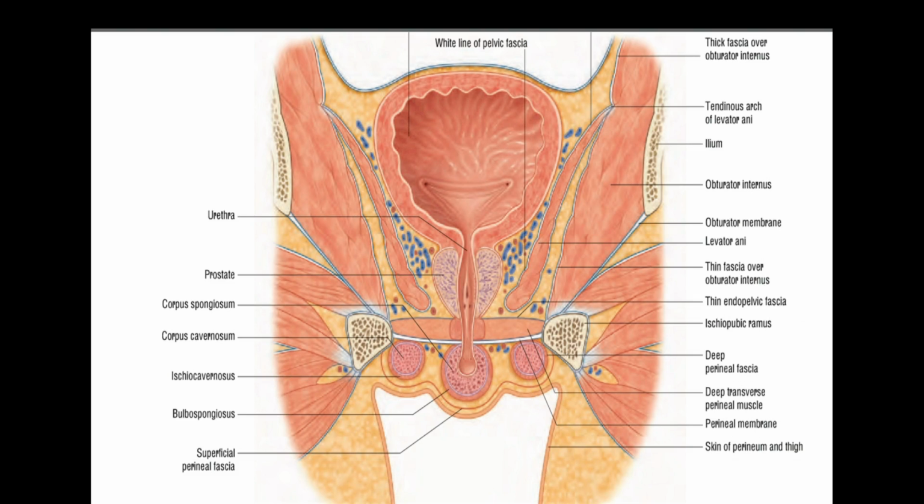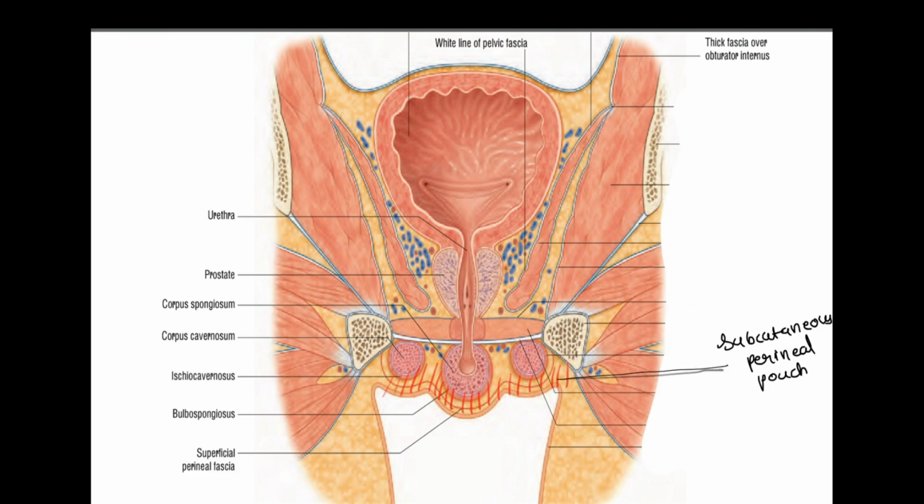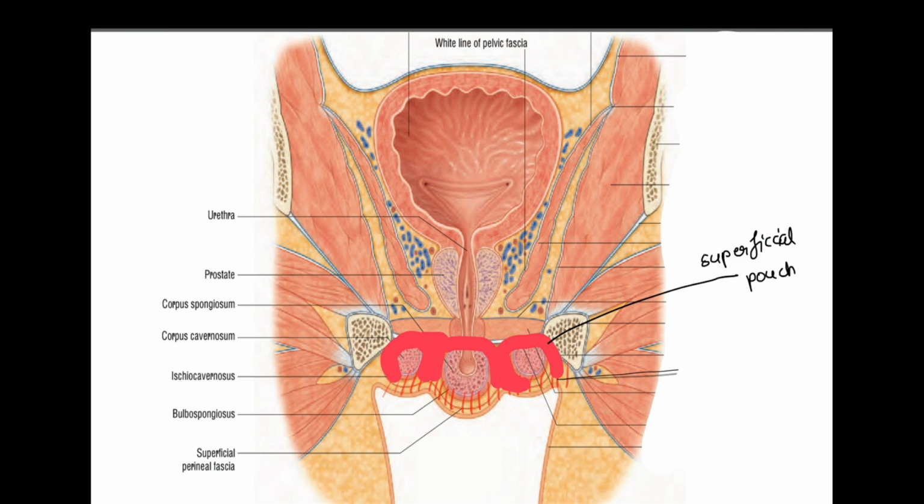So the first pouch that we're going to be looking at is known as the subcutaneous pouch, which is located between the superficial perineal fascia and the deep perineal fascia. Then we have the superficial pouch that is located superior to the deep perineal fascia and the perineal membrane.